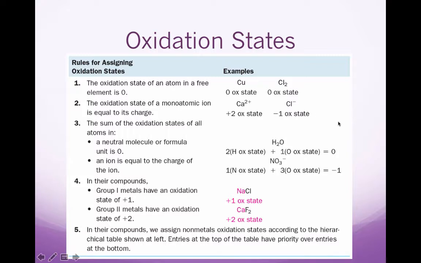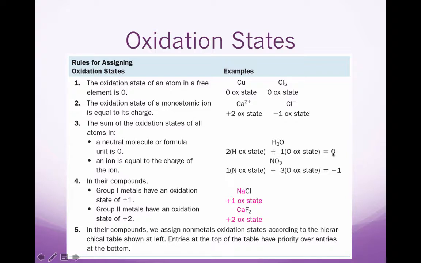The third rule is the sum of the oxidation states of all atoms in a neutral molecular formula is equal to 0. So for example, here in water, we learned on the previous slide the oxidation state of oxygen is -2. The oxidation state of hydrogen is +1. So 2 times the hydrogen oxidation state plus 1 times the oxygen oxidation state must equal 0, which is the case. Again, oxygen has an oxidation state of -2, hydrogen has an oxidation state of +1, so 2 times +1 plus -2 is 0.